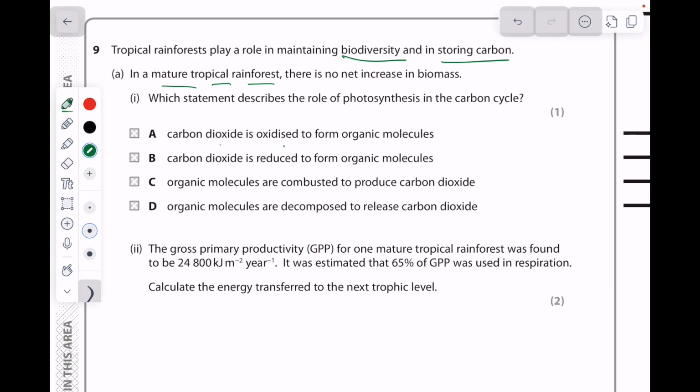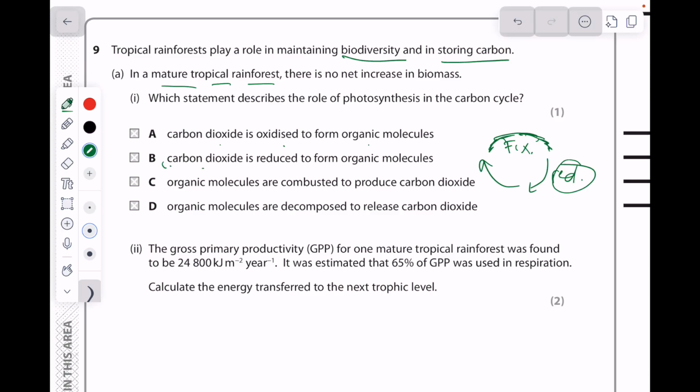Carbon dioxide is oxidized to form organic molecules. So oxidation happens during respiration. And remember that in the Calvin cycle, we have the first stage, which is called, what is it called? Oh, there's 3 stages. Forgotten what those stages are called now. Fixation, and then we've got reduction, right? And then we've got regeneration. So reduction is the way to go.